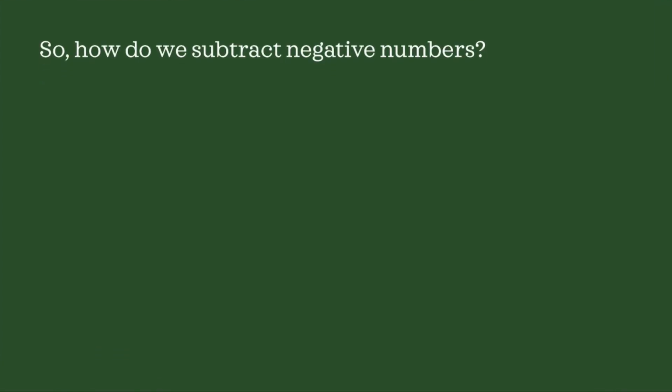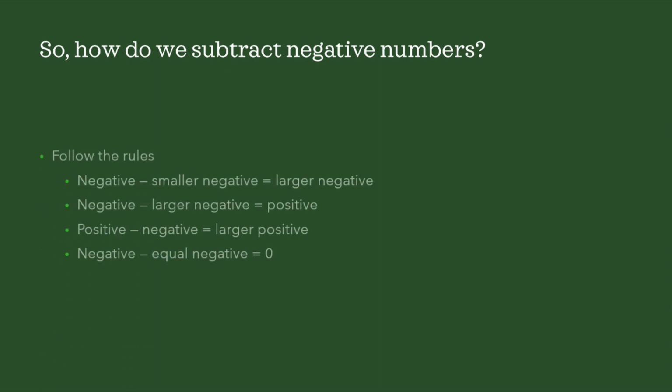How do we subtract negative numbers? We follow the rules for subtracting negative numbers again, and this time a negative minus a smaller negative is equal to a larger negative. Negative minus a larger negative is equal to a positive. A positive minus a negative number is equal to a larger positive. And a negative minus an equal negative is equal to 0. So this time it's the opposite. But let's do some examples for these situations anyway.